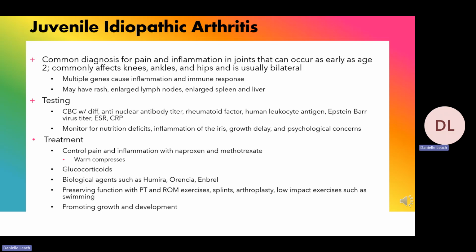We can also apply warm compresses. They could also be prescribed glucocorticoids or biological agents like Humira. We also want to preserve function, so they may be prescribed physical therapy and be given range of motion exercises.